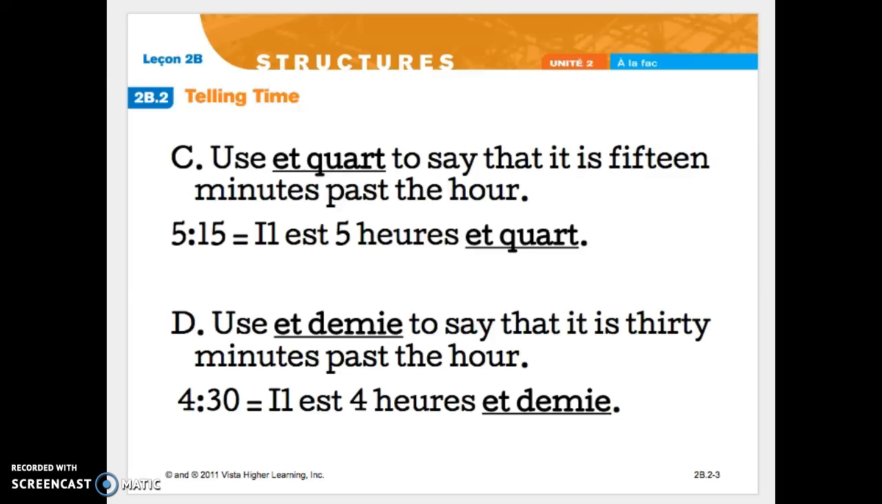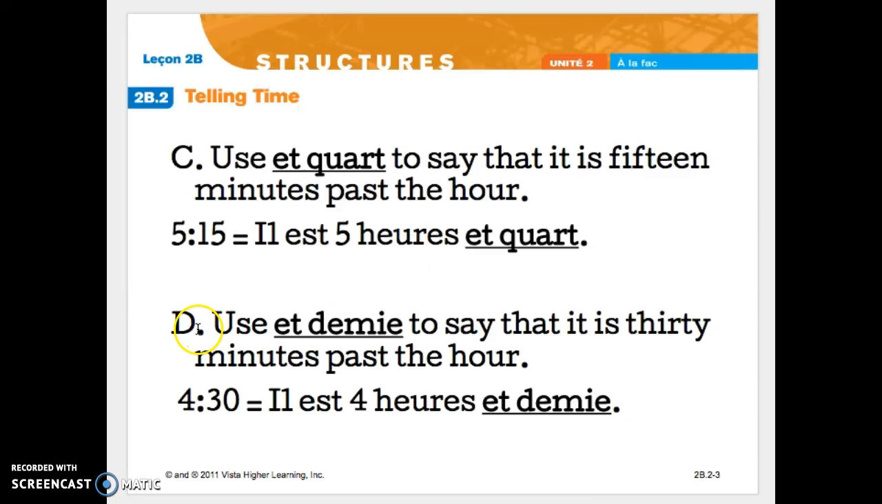The 15, which was the exception on the previous slide, is a quart. You say that it's 15 minutes past the hour or after. For 5:15, il est 5 heures, the regular 5 o'clock time expression, and then you add the et quart. You add the et quart for any hour where the minute is 15.